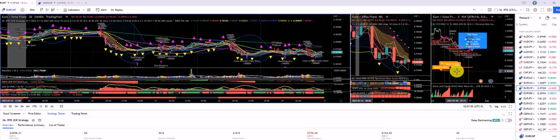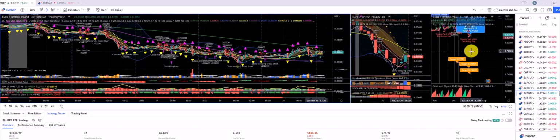Euro Swiss franc, we have price target to the downside at 0.9164. Price action below the dragon, in the dragon, then ended up below the dragon. Some nice flows to the downside at $2,698.31.